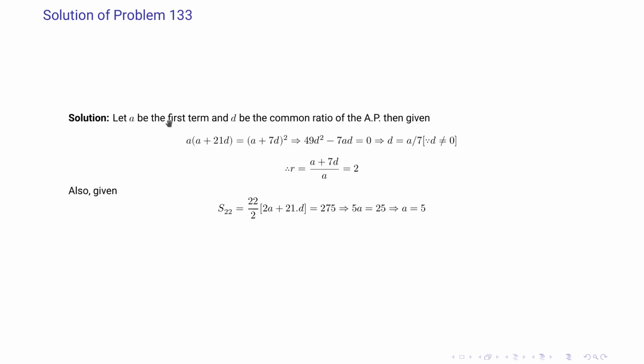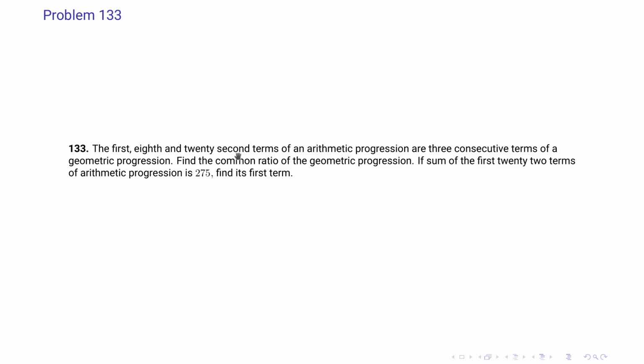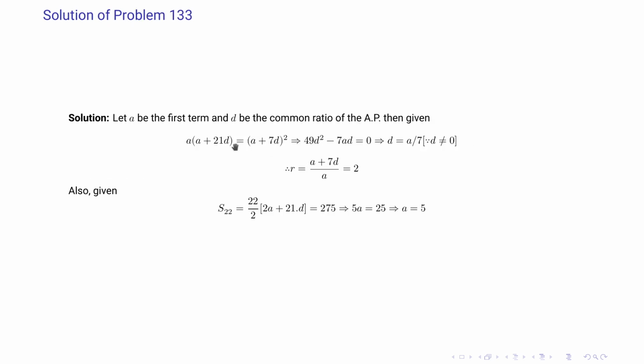So we let a be the first term and d to be the common difference of the AP. Then we are given the first term, 8th term and 22nd term of the arithmetic progression are in geometric progression. So the first term into the 22nd term is equal to the 8th term whole square. This gives us d is equal to a by 7, because a square will get cancelled here.